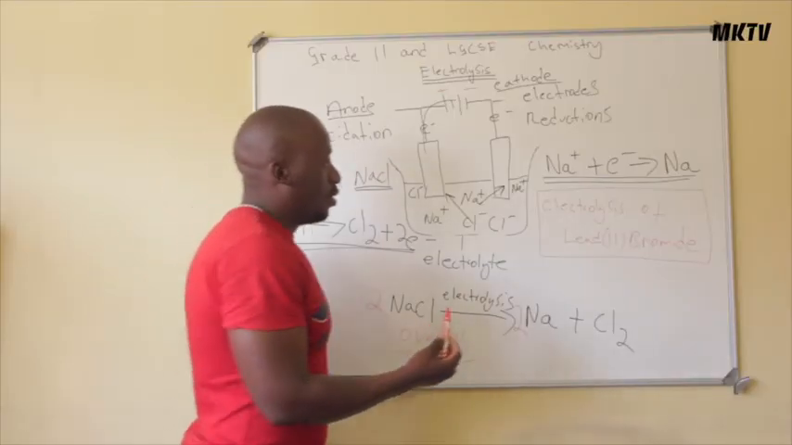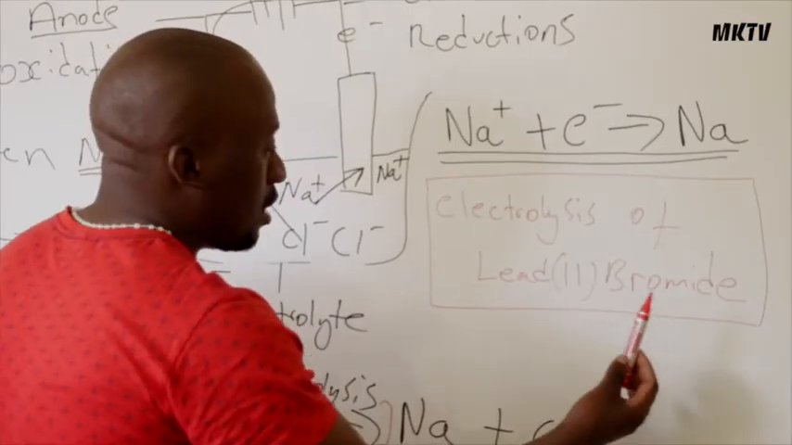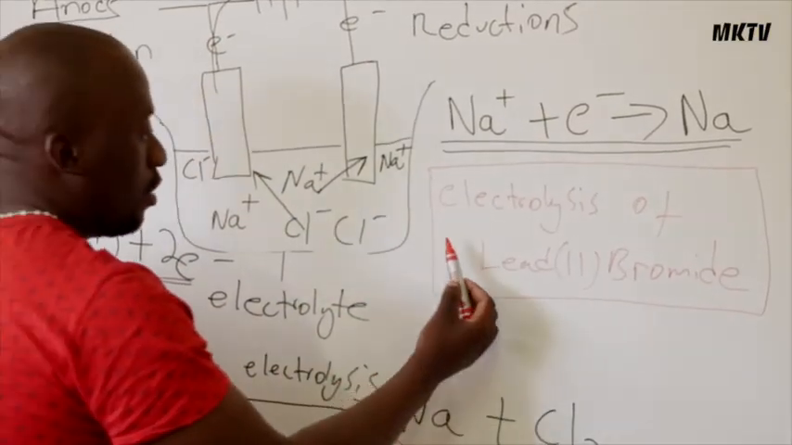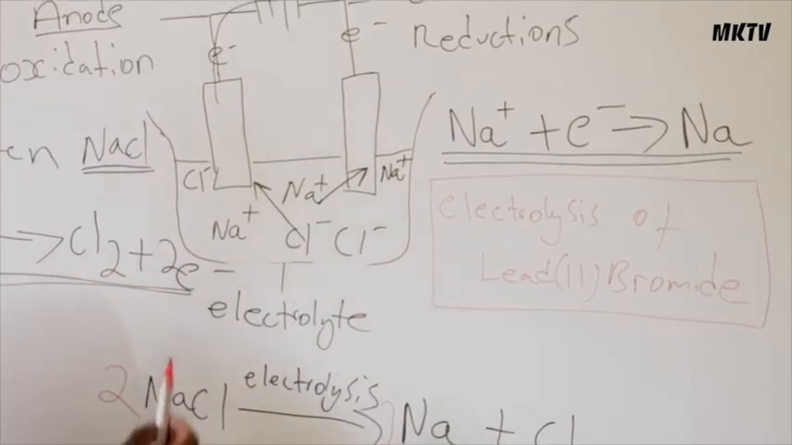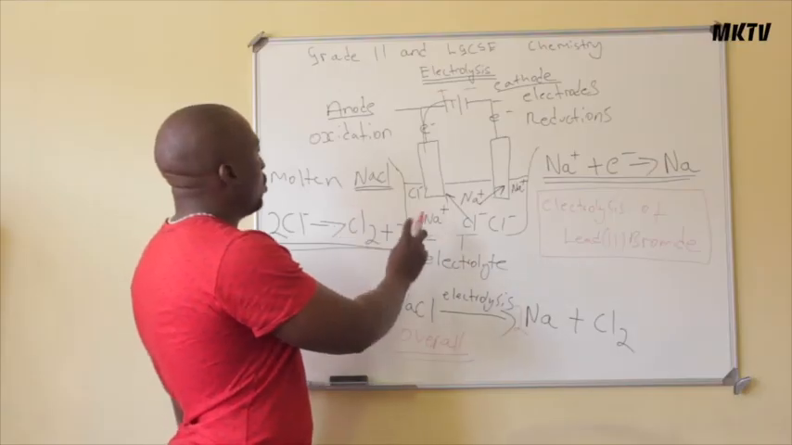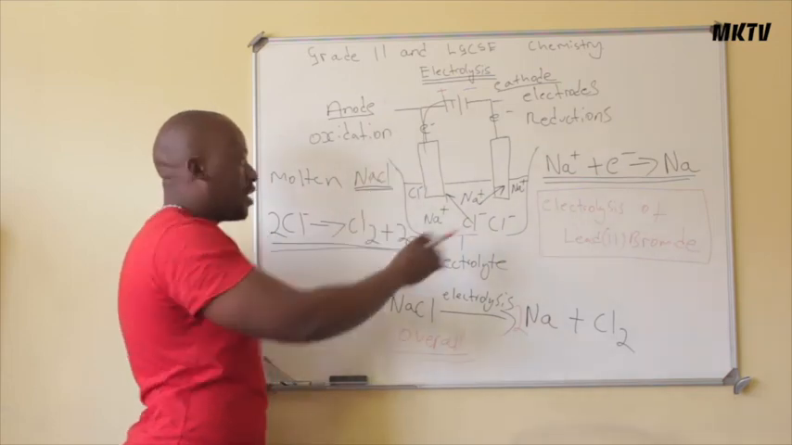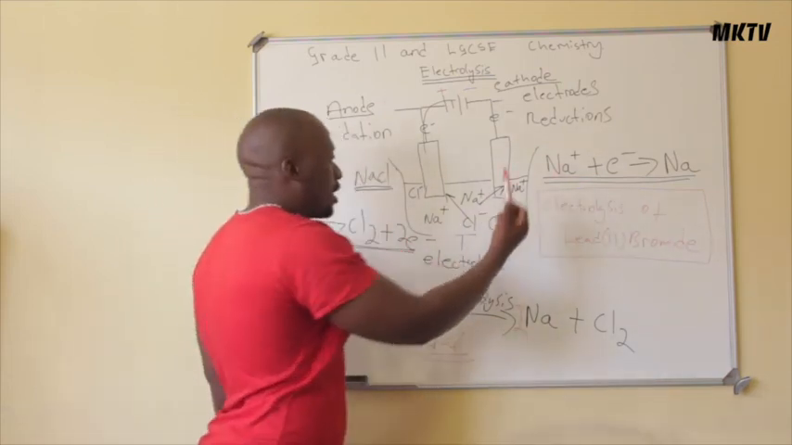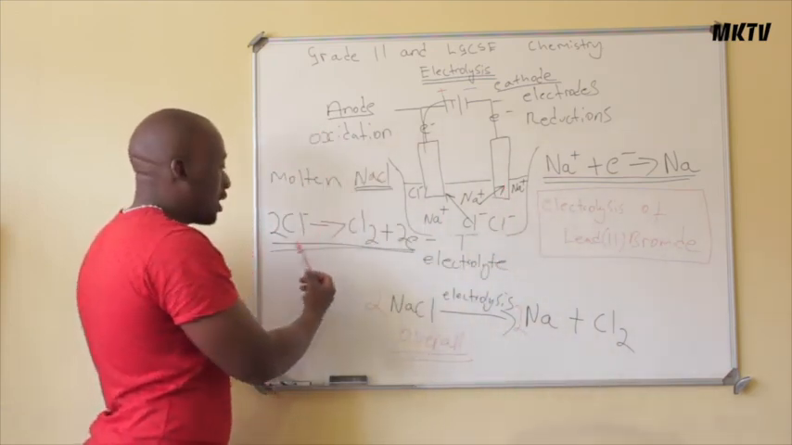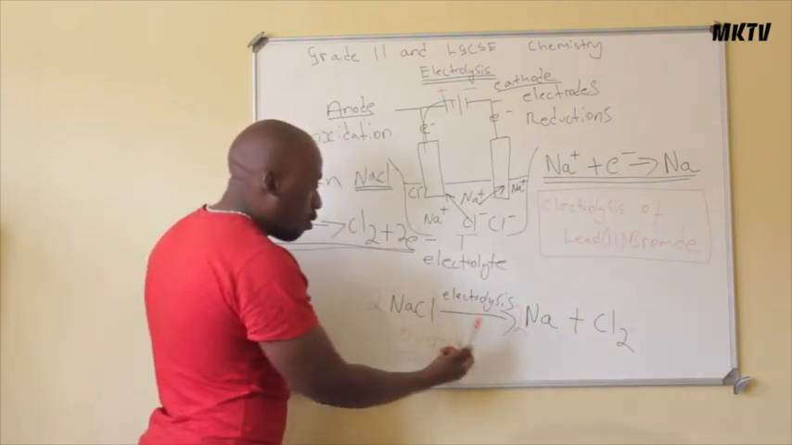Okay, so this is the exercise I have just mentioned. Electrolysis of lead(II) bromide. Normally you don't have to draw the whole thing again. All we can do now is to show the cathode reaction and the anode reaction. Then you do the overall reaction.